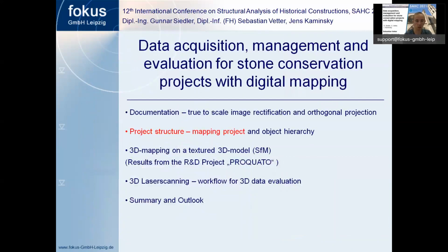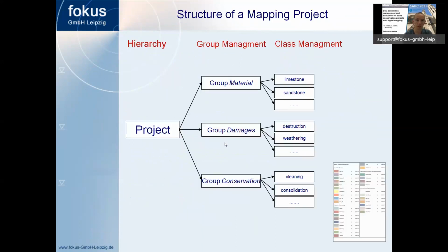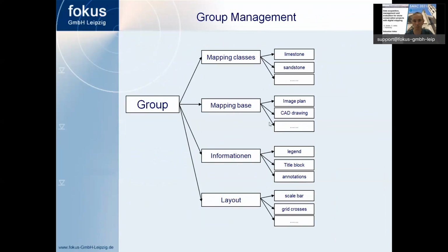In the next chapter, I will talk about the project structure from MetigoMap. At first, the mapping project. Mapping projects can be combined within one object hierarchy, and inside the mapping project, there are things like groups or classes to structure your mapping projects, maybe for different kinds of materials or damages and so on.